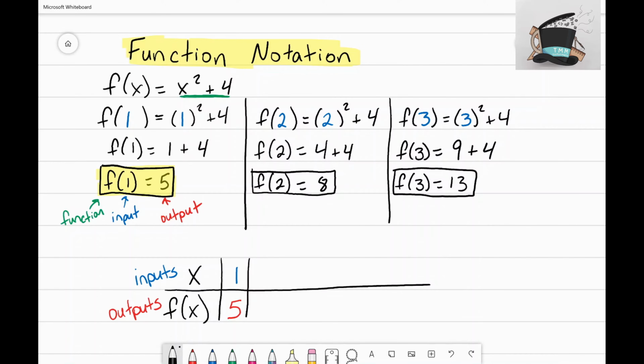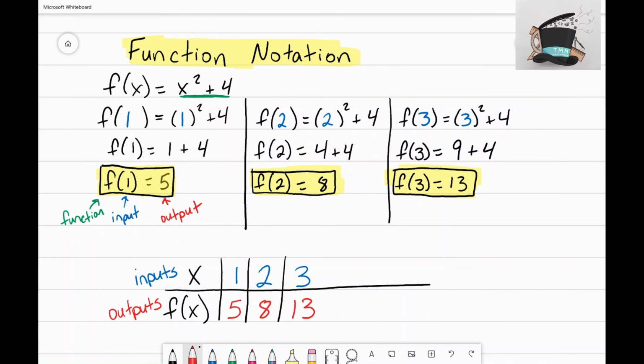Let's go to the second example that we did. When we did our second example, we saw that f of 2 equaled 8. Again, that meant that our input was 2, and our output for when x equals 2 is 8. Now let's finally look at our third example that we worked out, and that was f of 3 equals 13. So our input was 3, and our output when x equals 3 is 13.